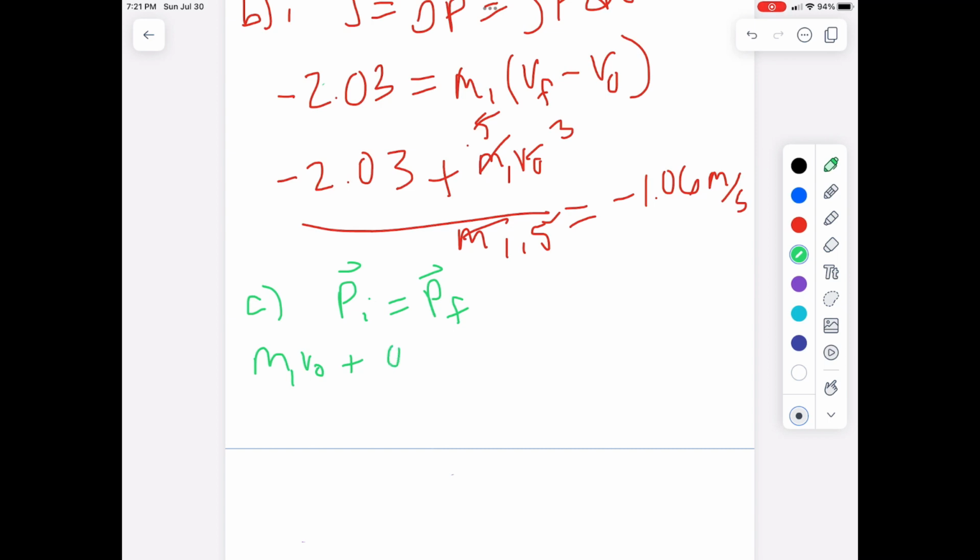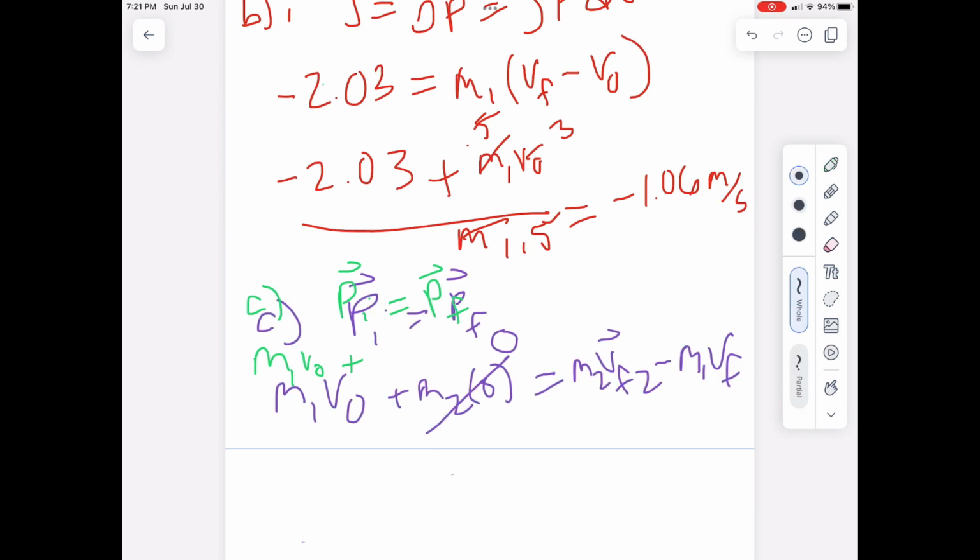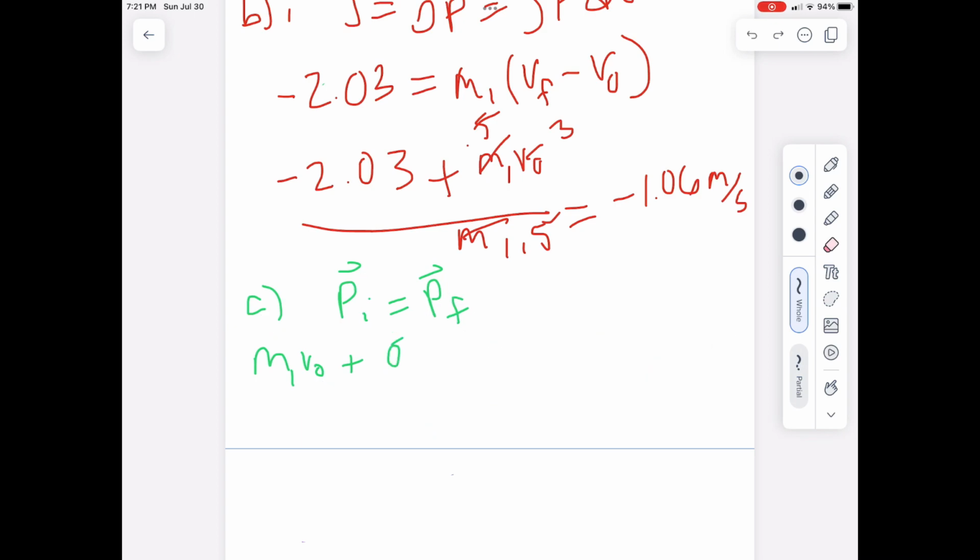So that looks a bit more like a sigma. Plus 0. And then finally, we know my m1 times my vf1. And then we know that Cart 2 will have some final velocity after the collision, so we can start by solving for that by saying m2 times vf2.